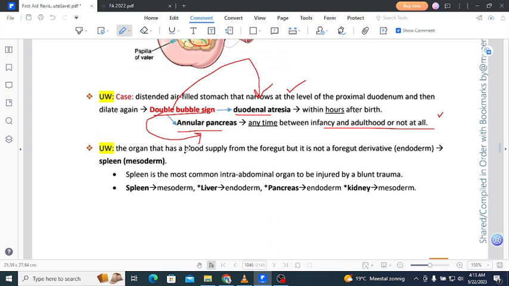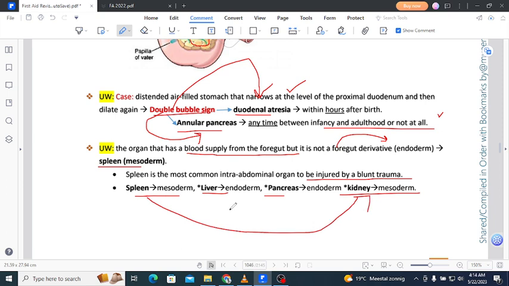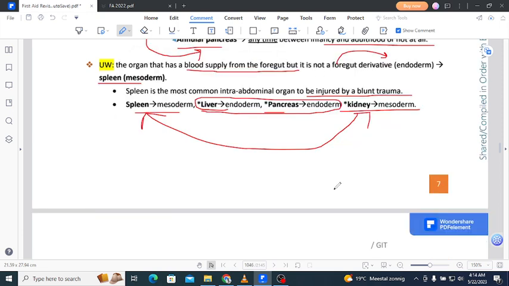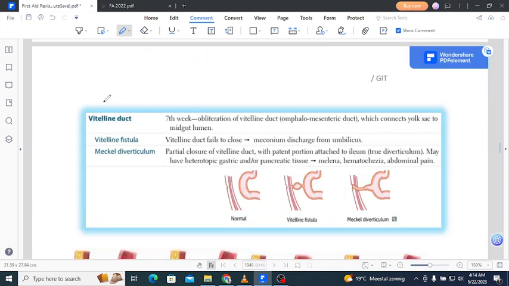Then there is the UWorld point: the organ that has blood supply from the foregut but is not a foregut derivative. The foregut is an endoderm derivative, so that organ is the spleen. The spleen is a mesoderm derivative, but it is supplied by the blood supply of the foregut, that is the celiac artery. The spleen is the most common intra-abdominal organ to be injured after blunt trauma. The spleen comes from the mesoderm, the liver comes from the endoderm, the pancreas is endoderm, and the kidney is also from the mesoderm. So the spleen and kidney originate from the mesoderm, but the liver and pancreas originate from the endoderm. Remember that.